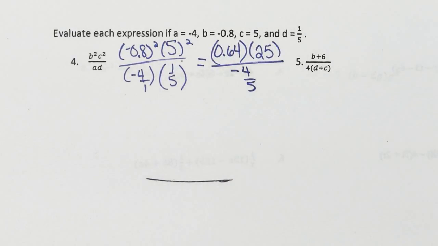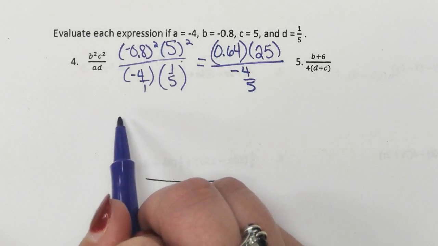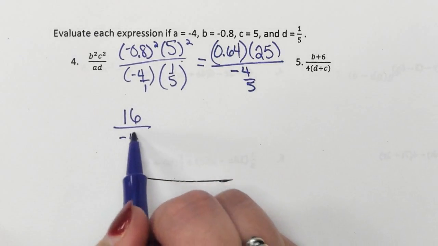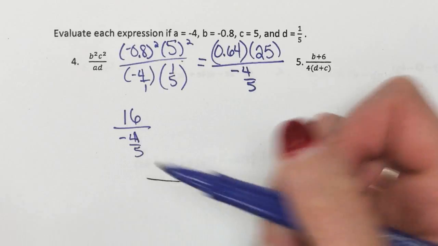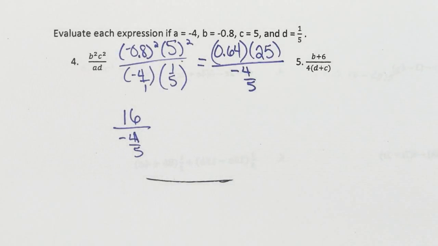Notice anything else I can do? No. Say it again. No, I don't want to do a decimal yet. What else? What's easy that I could do? 0.64 times 25. How much is that? 16? Okay, now look. I know that 4 divided by 5 is a good decimal, right? But what happens if it's not? So let's talk about what happens if it's not.